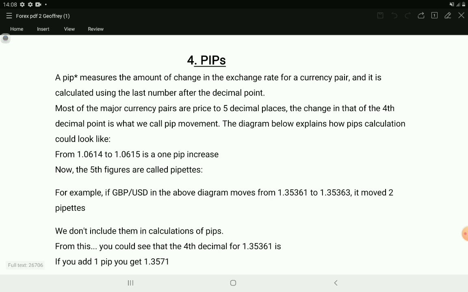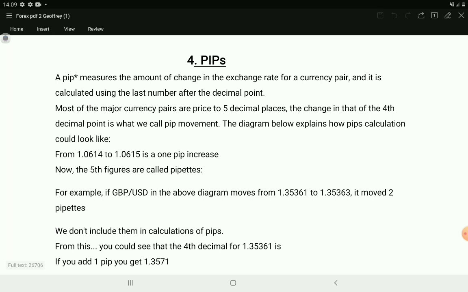So now I want us to talk about pips. What is a pip? Pips measure the amount of change in the exchange rate of a currency pair. That is, the change in the exchange rate is pips. Any movement in the forex market is measured in pips. Once the market is appreciating or depreciating in value, that change is measured in pips. It is the unit of measurement in the forex market. That is the pip, and pip stands for percentage in point.